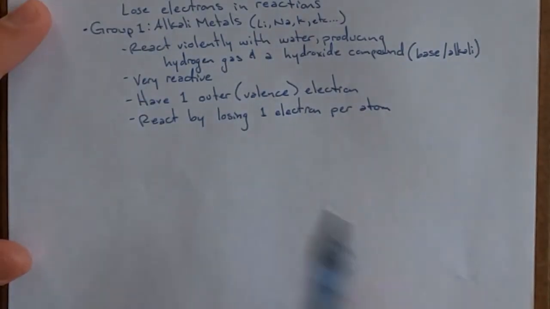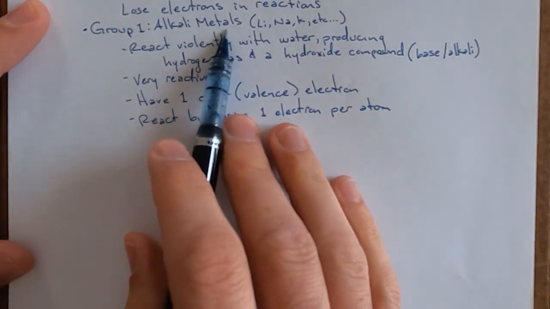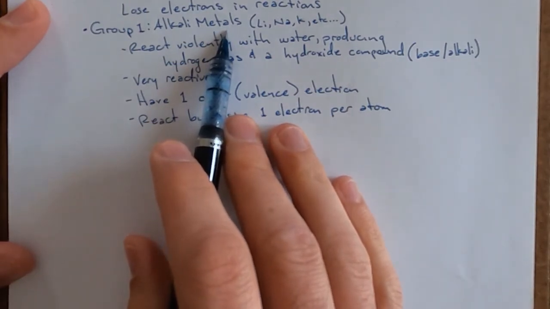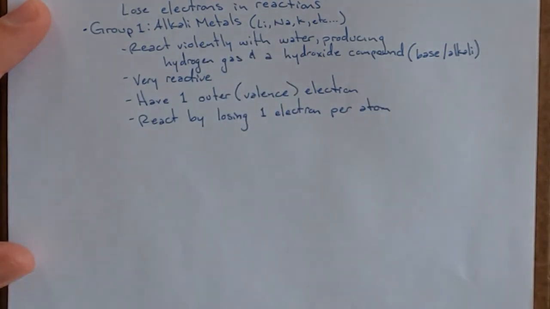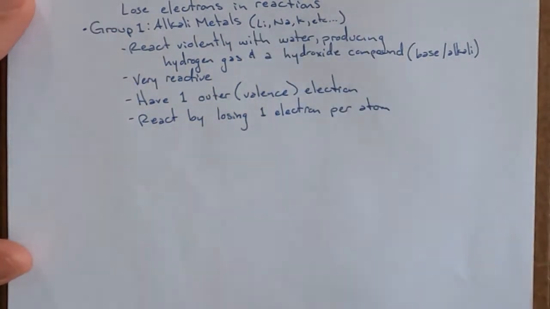Group 2 metals are similar to the alkali metals. Those would be the ones like beryllium, magnesium, calcium, strontium, barium, and radium. They're called alkaline earth metals. They're reactive more than most other metals, but not as reactive as the alkali metals.